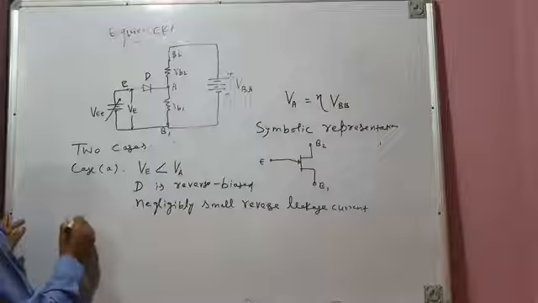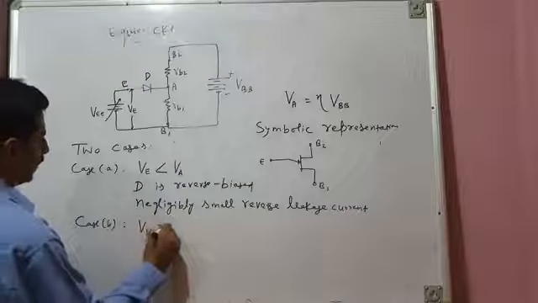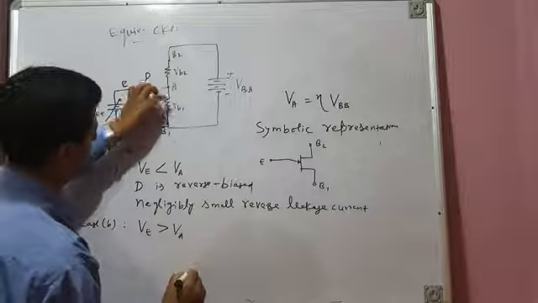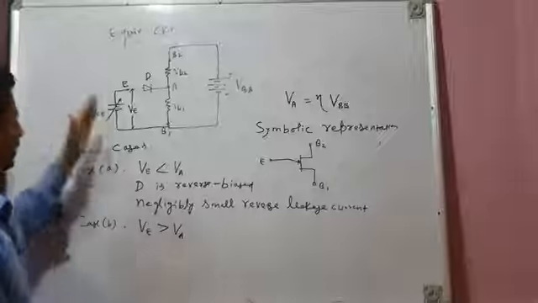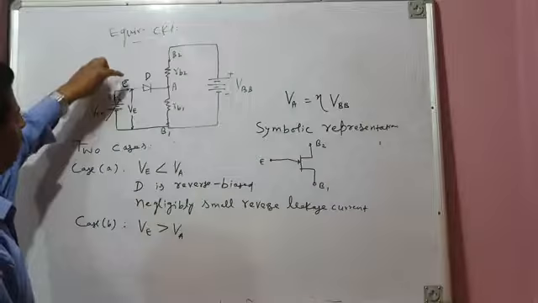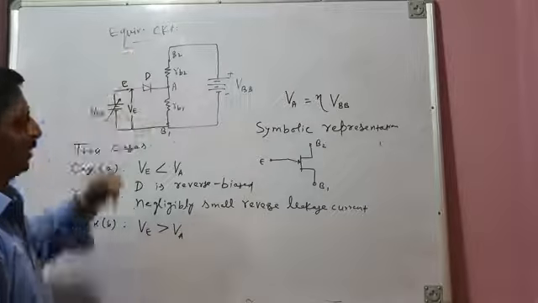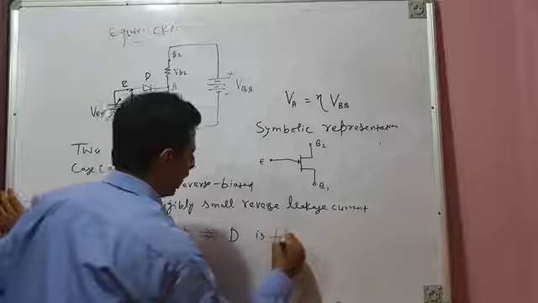That is case A. Case B is when the emitter voltage is greater than the voltage at point A, the voltage across RB1. That is, VE is greater than VA. In that case, we can say the anode voltage is more than the cathode voltage. So this PN junction is forward biased. This means D is forward biased.